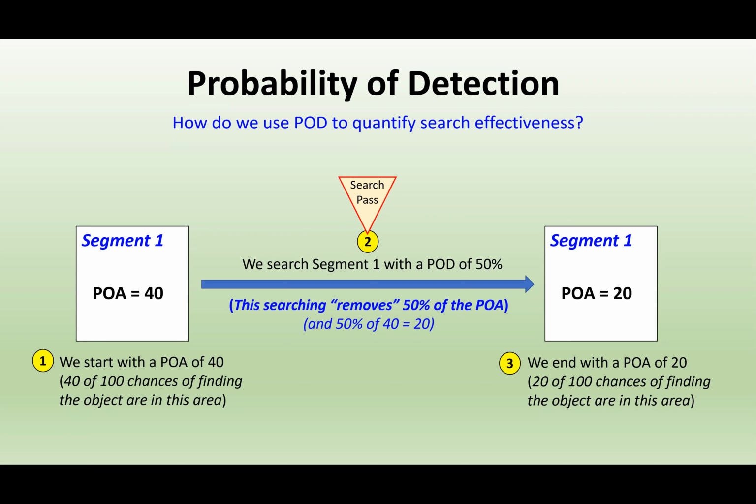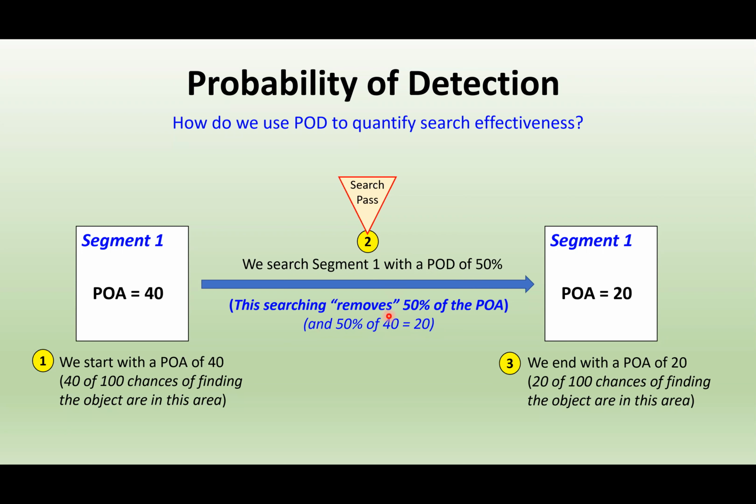So remember, again, when a search team searches an area, one of two things happens. Either the subject is found or the likelihood that the subject is in that area is reduced. So in the example shown here for search segment 1, the starting POA is 40. We search that area and we calculate that the POD is 50%. So the way to think about this is that that searching has removed 50% of the original POA. Okay, so a little bit of math, 50% of 40 is 20. So the leftover or residual POA is going to be 40 minus 20, or 20 POA units left over.